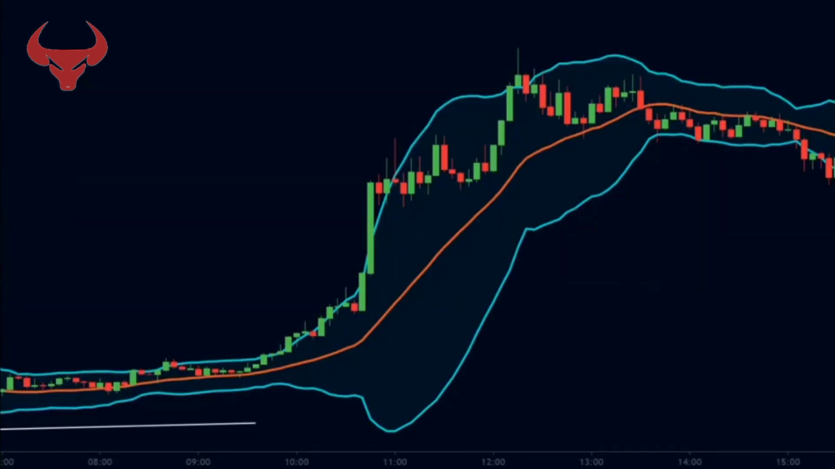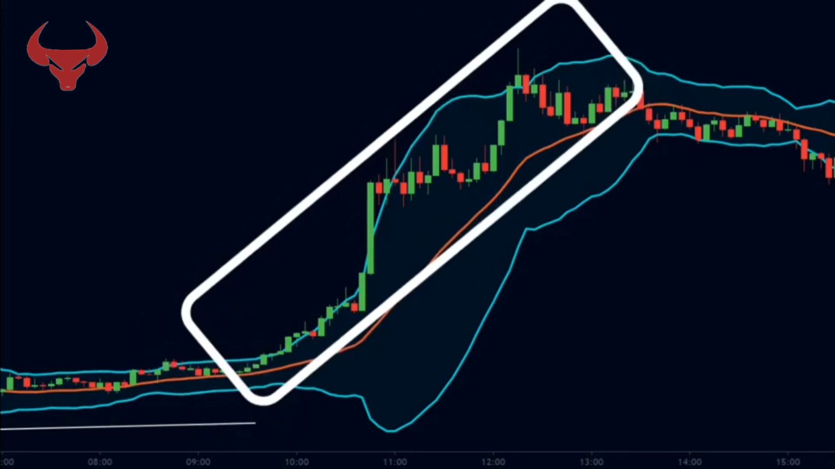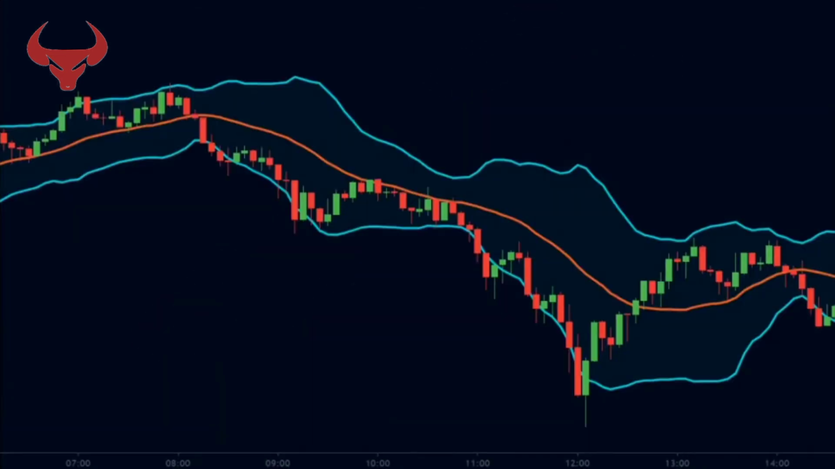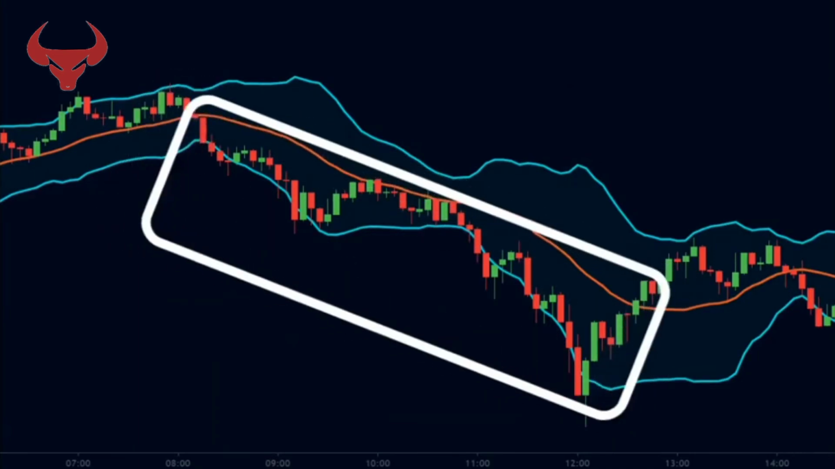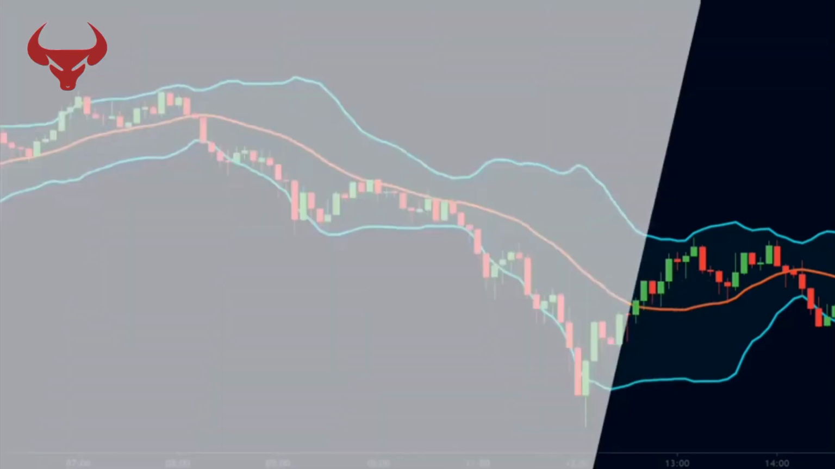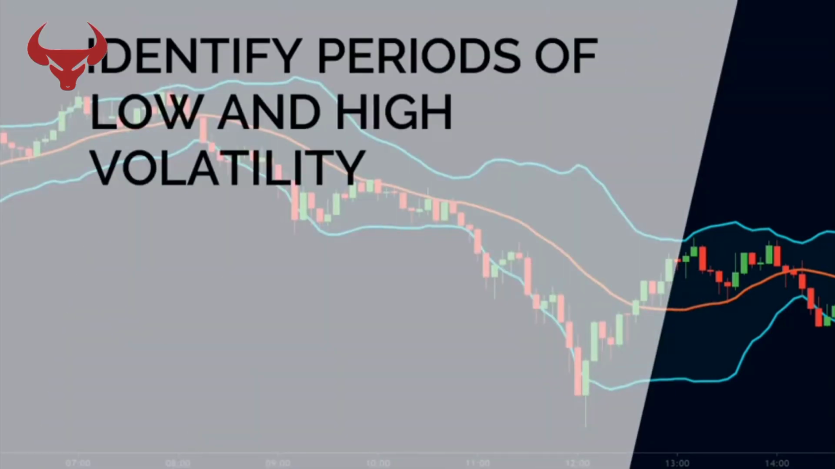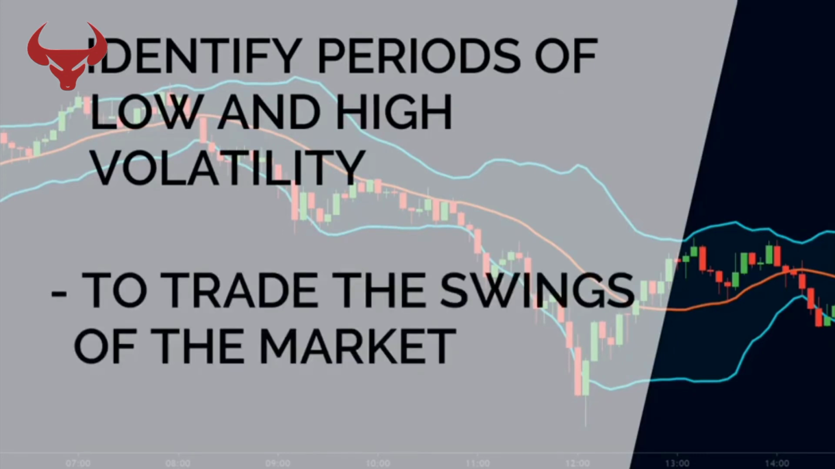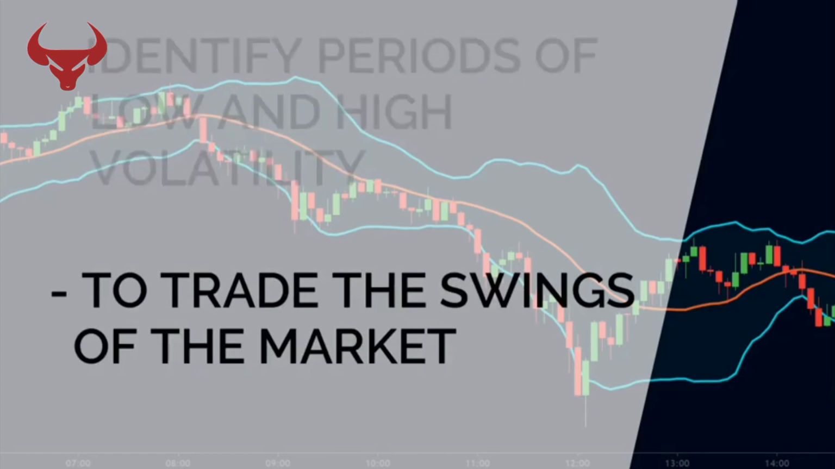When the market is in a strong uptrend, the price tends to hug the upper band for longer periods of time. Similarly, in a strong downtrend, the price will stay around and hug the lower band for extended periods of time. Bollinger Bands can be used to identify periods of low volatility and periods of high volatility. They can also be used to trade the swings of the market.